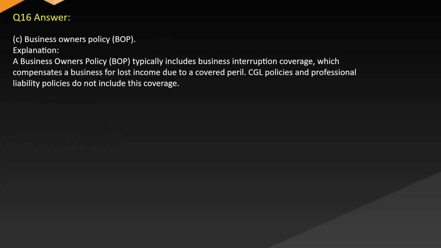Answer: C. Business owners policy BOP. Explanation: A business owner's policy BOP typically includes business interruption coverage, which compensates a business for lost income due to a covered peril. CGL policies and professional liability policies do not include this coverage.